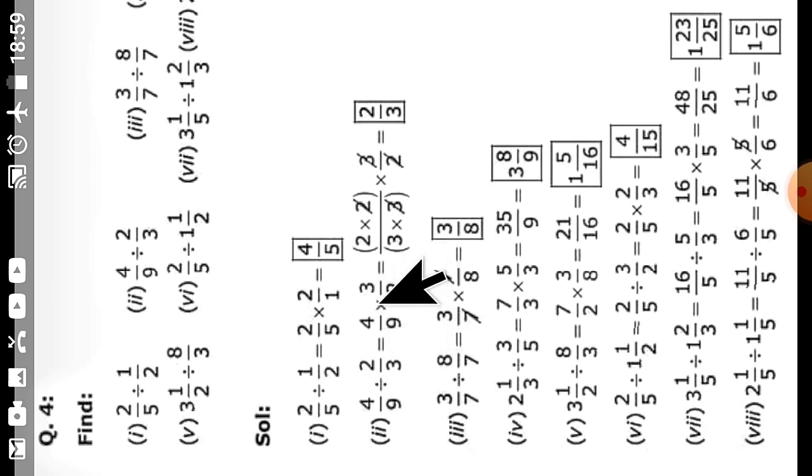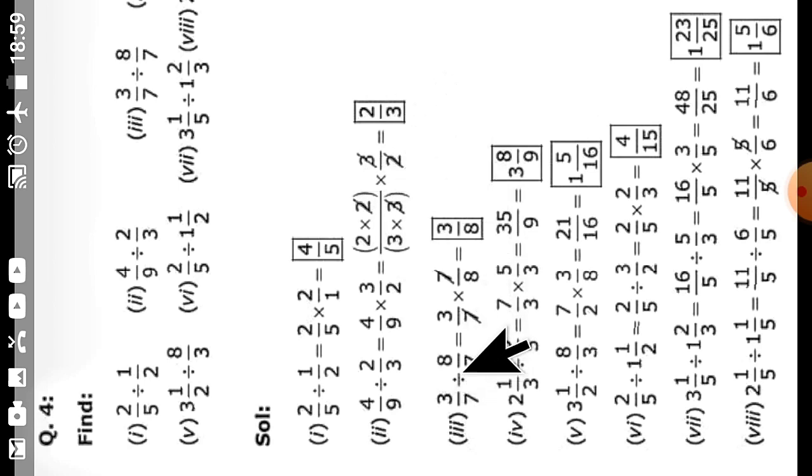So here 4 upon 9 into 3 upon 2. So 3 1 is 3, 3 is 9. So 2 1 is 2, 2 2 is 4. So it will become, what it will be? 2 upon 3. Or you can write like this. 4 will be 2 into 2, 9 will become 3 into 3, and into 3 upon 2. So 3 3 will be cut and 2 2 will be cut. So 2 upon 3 is the answer.